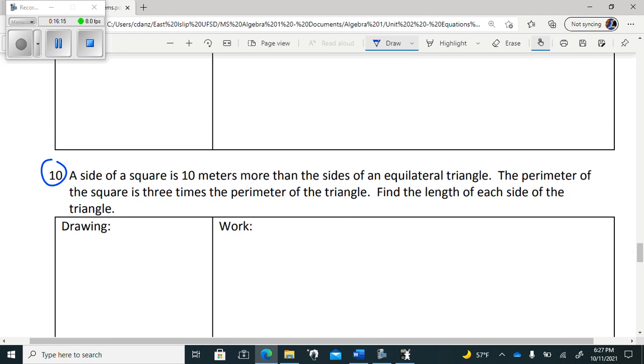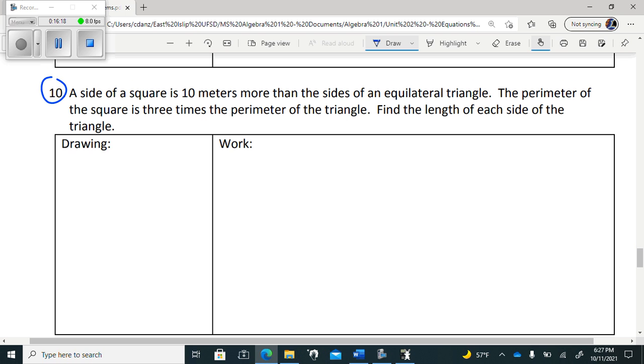I'm going to skip to number 10, and this is the last one I'm doing with you. So the side of the square is 10 meters more than the sides of an equilateral triangle. So square has 4 equal sides, and an equilateral triangle has 3 equal sides. The side of a square is 10 meters more than the side of an equilateral triangle. So I don't know the sides of the equilateral triangle, so I'll call them x, and the side of the square is 10 meters more than, so x plus 10 on each of the sides.